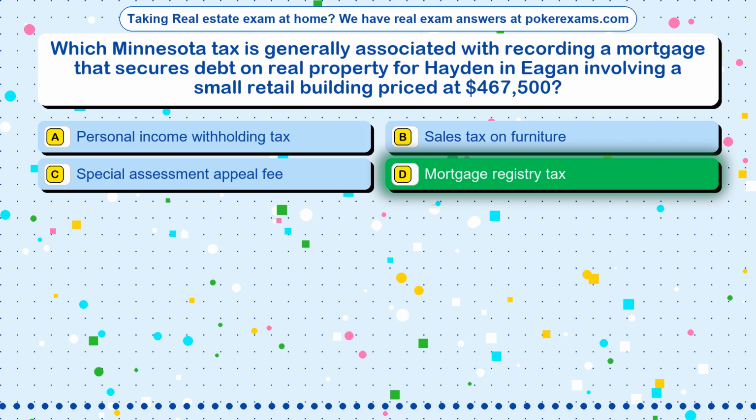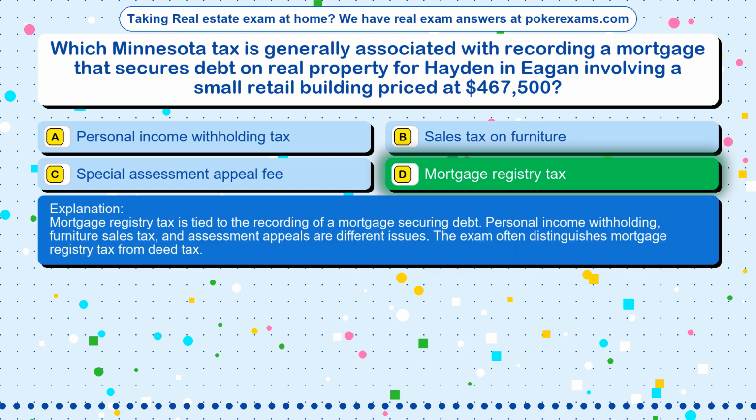The correct answer is option D, mortgage registry tax. Mortgage registry tax is tied to the recording of a mortgage securing debt. Personal income withholding, furniture sales tax, and assessment appeals are different issues. The exam often distinguishes mortgage registry tax from deed tax.